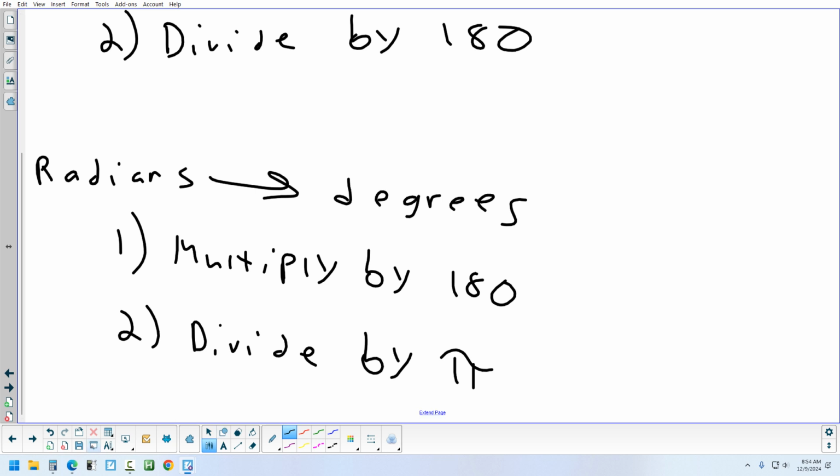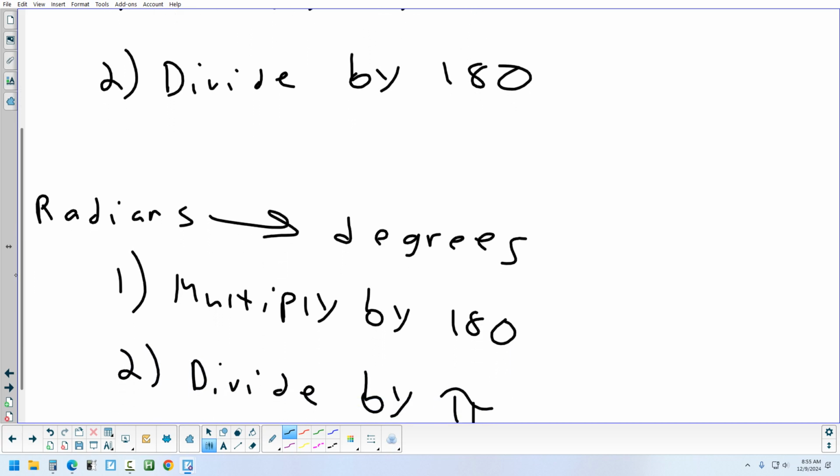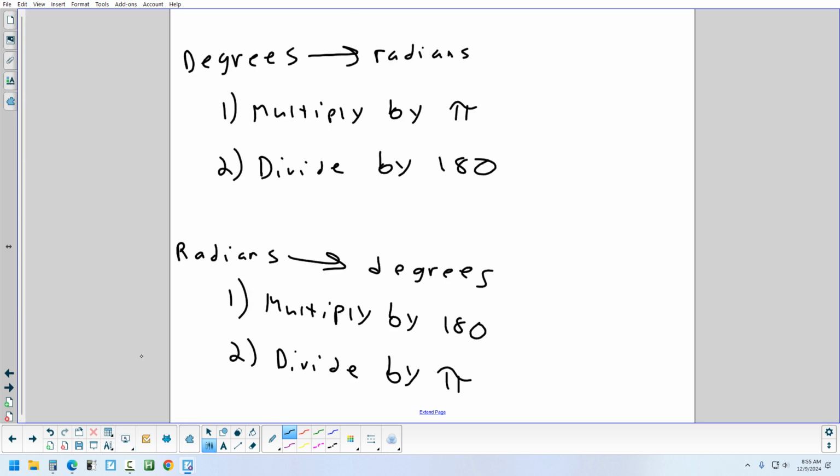Now there's a pretty easy way to remember it because it can be confusing. They're very similar, but just a little bit different. When I say degrees, I always want you to think of the number 180. So in your mind, just kind of make that connection. Degrees, think 180. When I say radians, I want you to think of pi. So radians, think pi. Degrees, think 180. If you remember those 2 things, then all of that becomes automatic. We don't even have to memorize it.